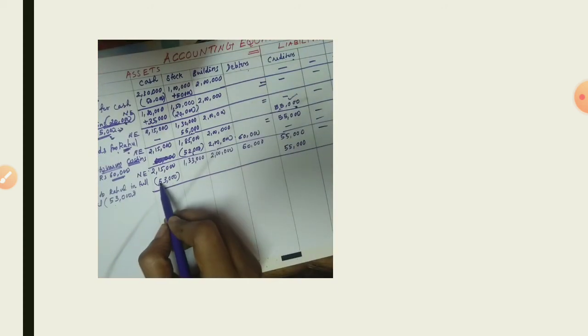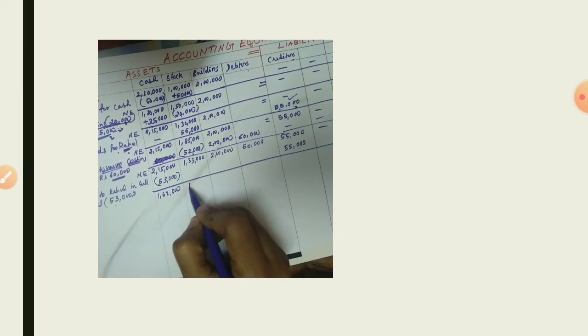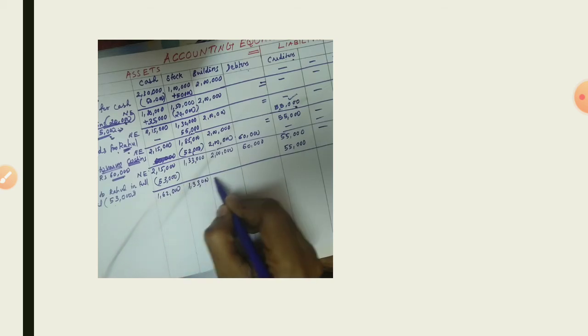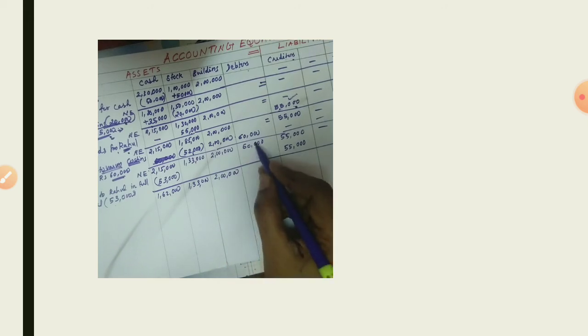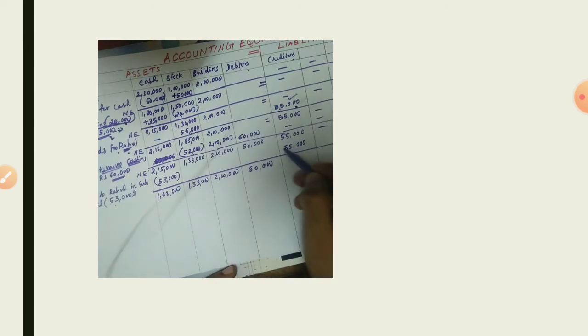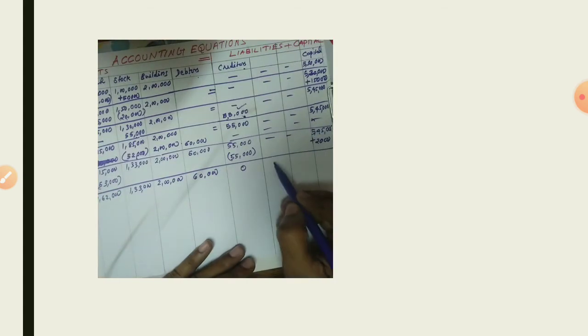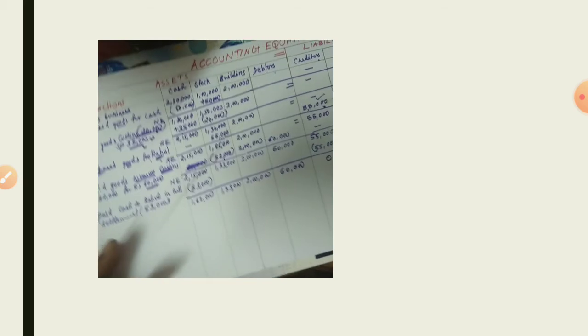Now new equation: 2,15,000 minus 53,000 is 1,62,000. Stock 1,33,000. Building 2 lakh. Then debtors 60,000. Rahul's money we paid, so 55 minus 55 becomes 0. Now Rahul's account is closed. Okay. Now capital is 5,47,000. Okay, that also is over. Now next one.